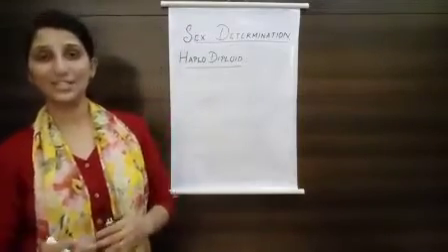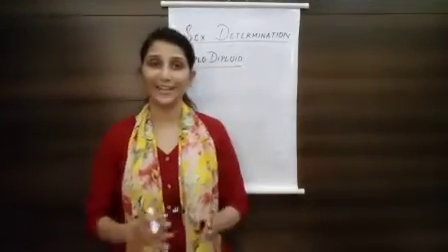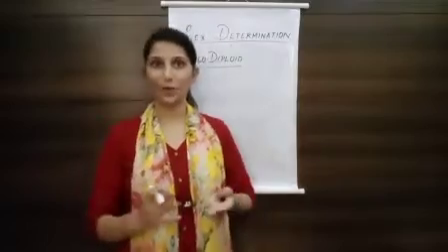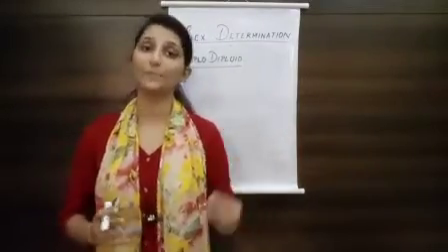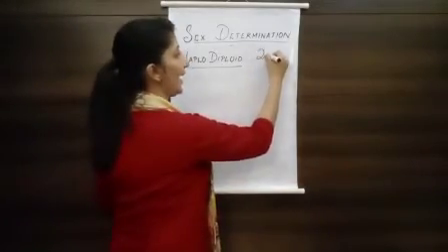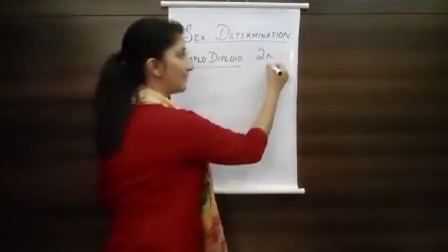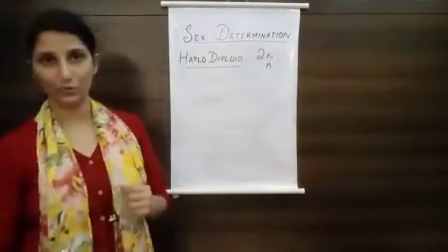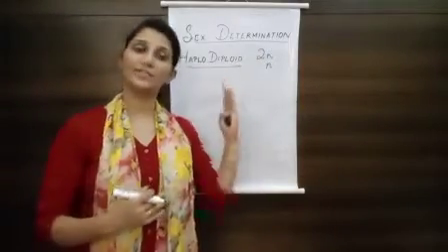The type of sex determination in honeybees is called haplodiploid. What does the word indicate? Haploid, diploid. The combination of the two words haploid and diploid. What does haploid and diploid mean? We know diploid is represented by 2N. That means two sets of chromosomes. And N represents a single set of chromosomes. So haploid and diploid mechanism is seen in this type of sex determination.